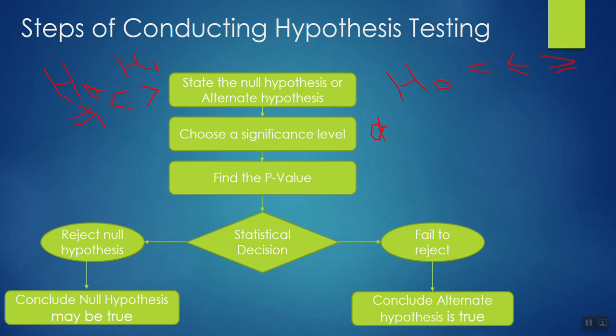Now finally, we have to make a decision about rejecting the null hypothesis or failing to reject the null hypothesis. There are two main rules to draw conclusions about the hypothesis test. If your p-value is less than your significance level, you reject the null hypothesis. And if your p-value is greater than your significance level, you fail to reject the null hypothesis.